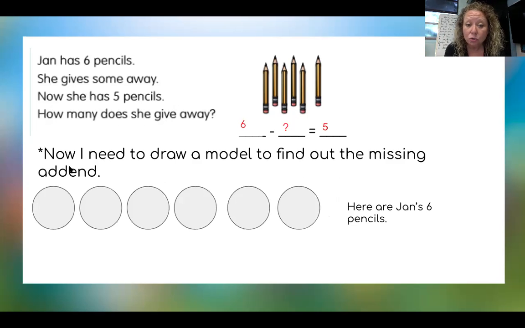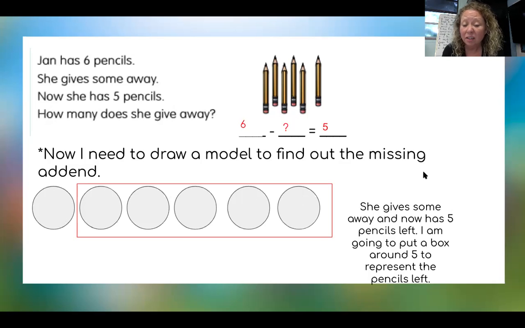Now I need to draw a model to find out the missing add-in. So I'm going to start off by drawing Jan's 6 pencils. I drew circles. You could draw lines. Does your model look like mine? Let's keep going.